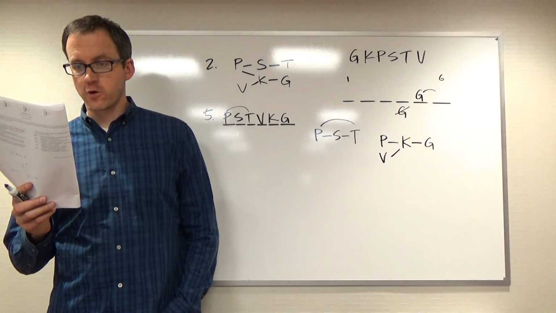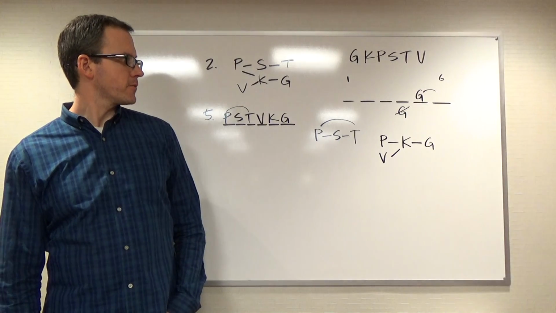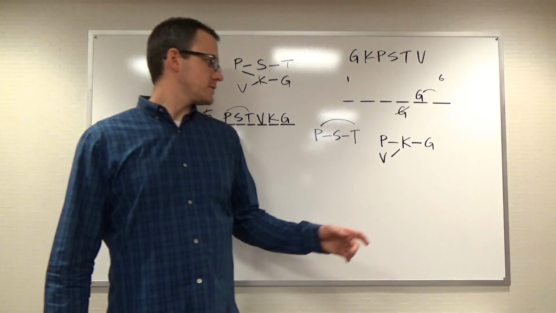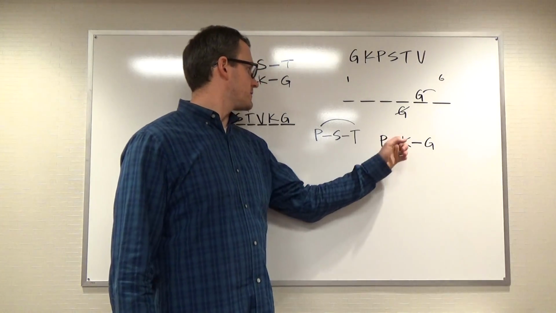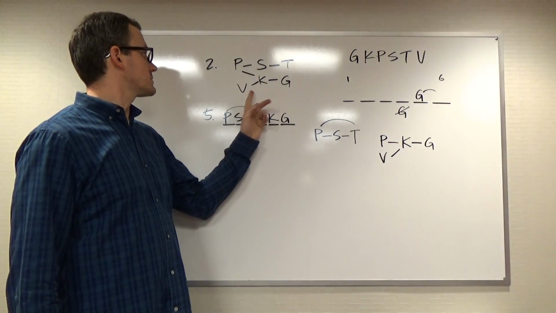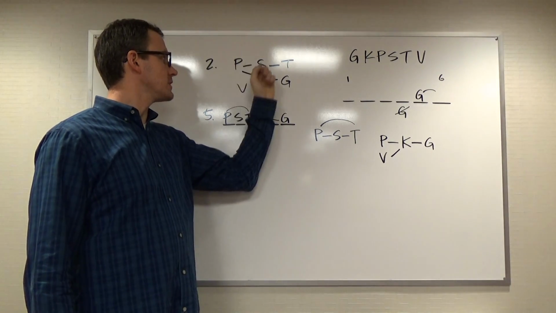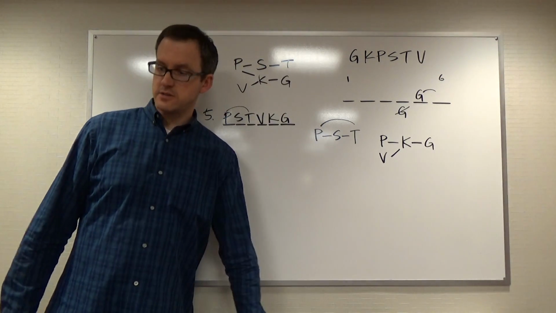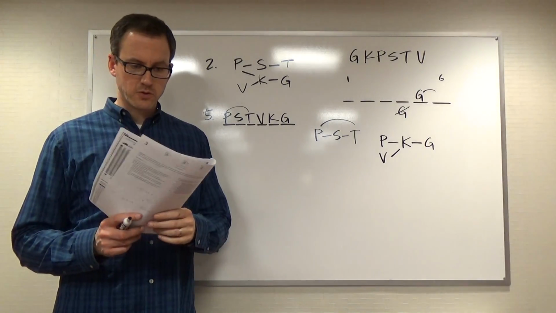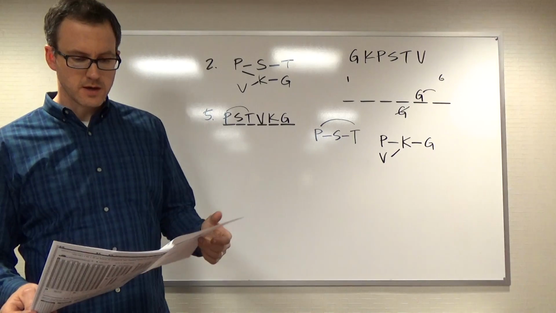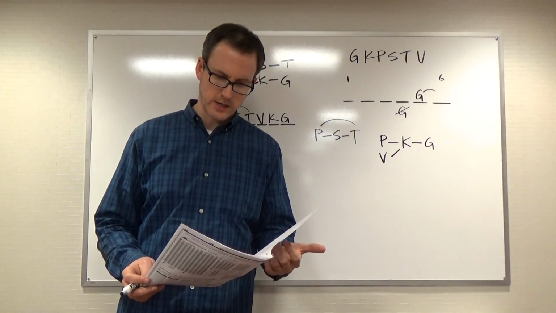K is before S. Doesn't seem like it has to be. We could do P, S, V, K, right? We actually think we saw this up here. We could do P, S, V, K, T, G. So E does not have to be true. K does not have to come before S. It could come after, and thus it is correct.